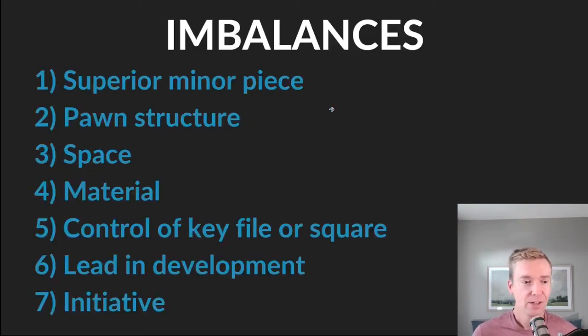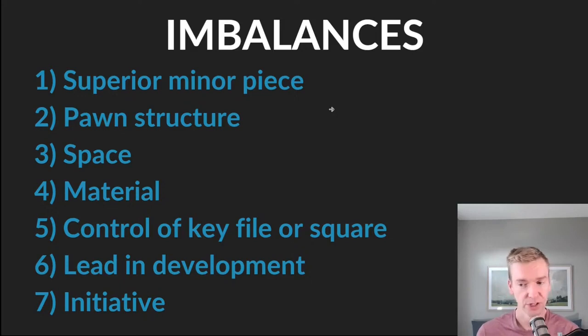Next, let's talk about what are imbalances. So there's 7 that I have listed here, but imbalances are kind of a fluid thing, right? We can define them with words, but a lot of it is just based on the position. So you may call an imbalance mobility, for example, and mobility is not listed here, but it's a combination of some of these other factors. So we have superior minor pieces. This is a huge one. This is like a good knight against a bad bishop scenario.